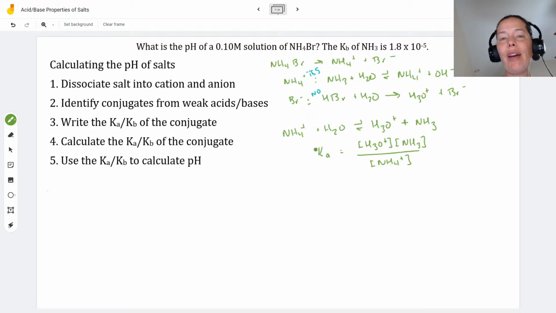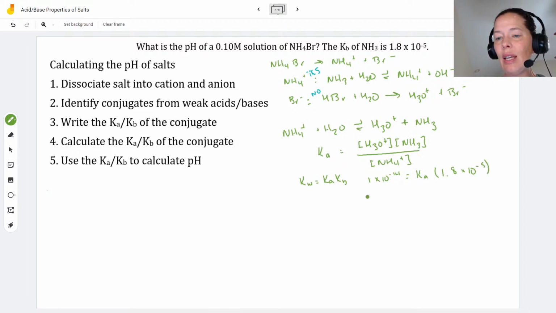So now, just like before, I want a value for this Ka. Now, the problem did give me the Kb for ammonia. It is the conjugate of ammonium, so I can use my Kw equals Ka times Kb to determine what my Ka is. So this is 1 times 10 to the negative 14th equals my Ka times my Kb, and I am given my Kb up here. So that is where this number is coming from. And I get a Ka of, let's see, I've done this calculation. Here it is. 5.6 times 10 to the negative 10th.